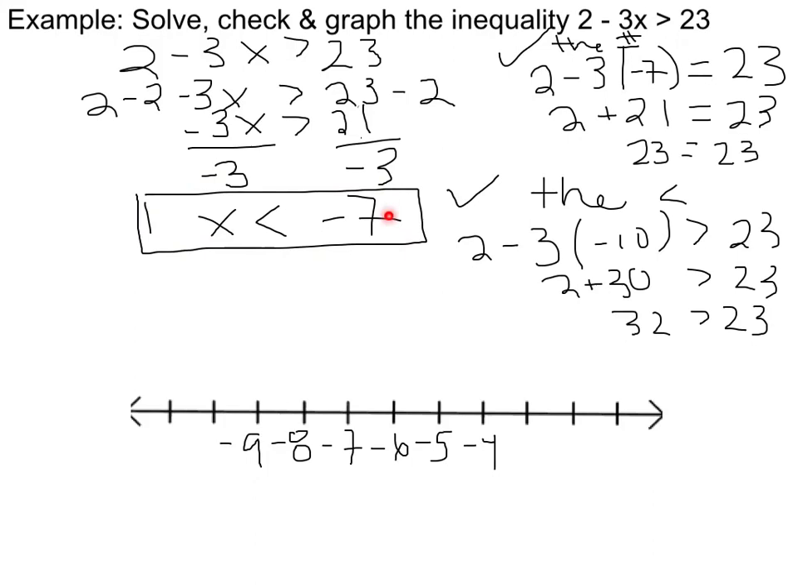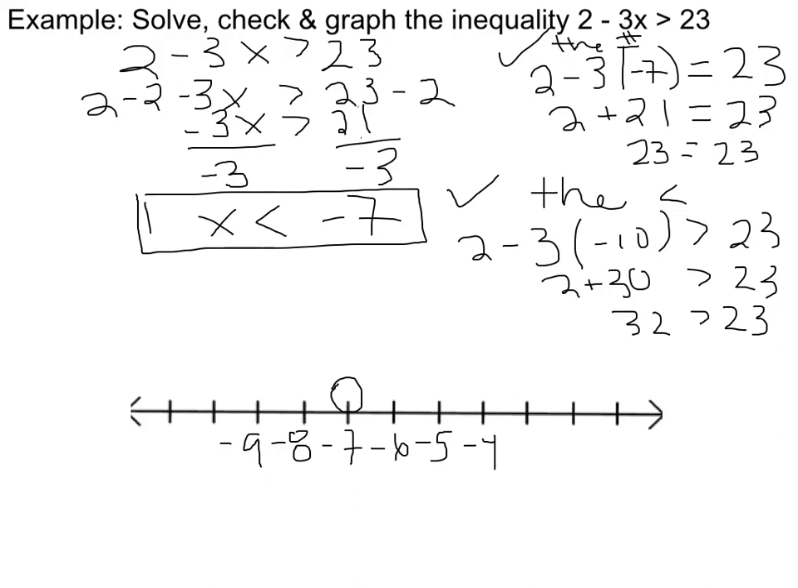So I want to start at the negative 7. I'm going to use the open circle. The open circle indicates that the negative 7 is not part of the answer because this says x is less than negative 7. X can't be negative 7, so I know I need an open circle at the negative 7. If it said x is less than or equal to negative 7, then I would want the closed circle there.